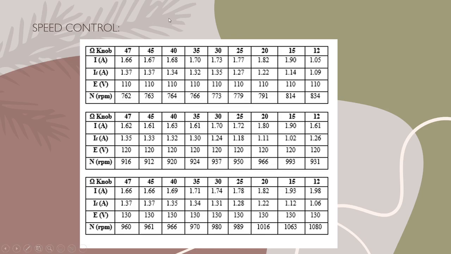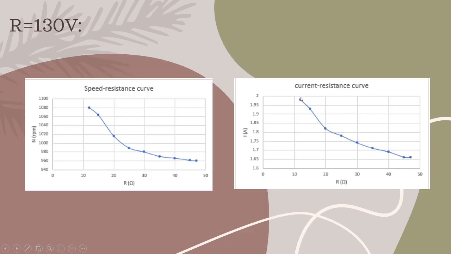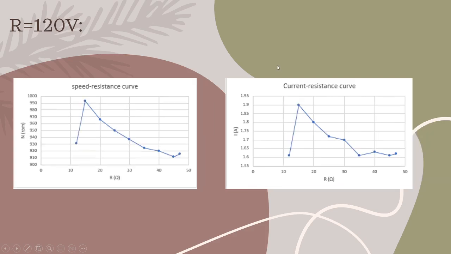This is speed control. From the table, my group uses 110 for the motor voltage. We can see the current decreases from 1.66 until 1.05. The field current also decreases, from 1.37 until 1.09. And for the motor speed, the value we get is increasing from 762 to 834. So for my team, we use 110.